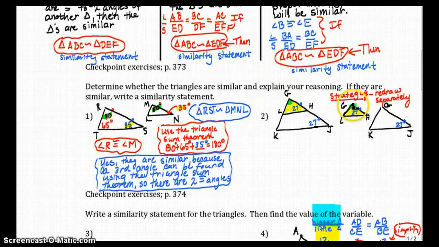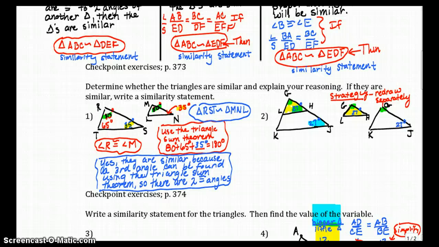So they're sharing angle G. Okay, so those angles are congruent, and we can also see that they're sharing this 27 degrees, that angle right there. So there are your two angles right there. So the angle-angle similarity postulate says if you have two congruent angles, then you can conclude that you have similar triangles.